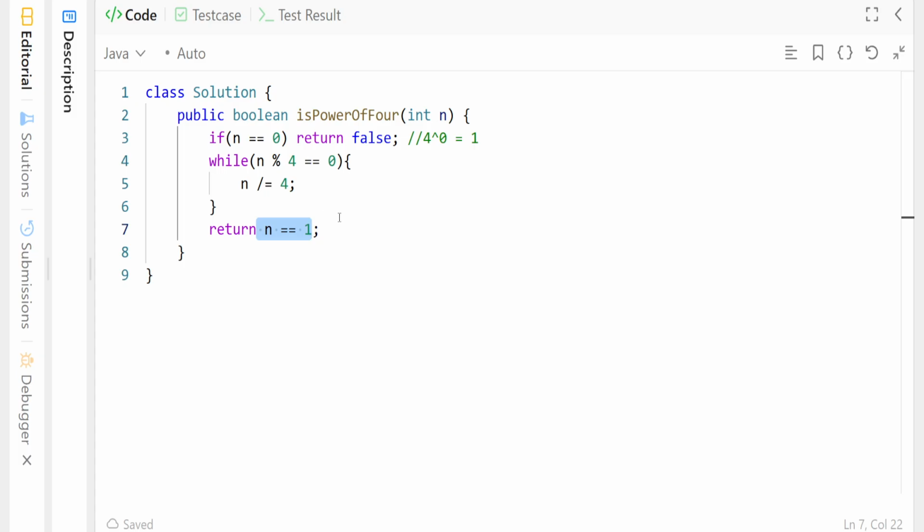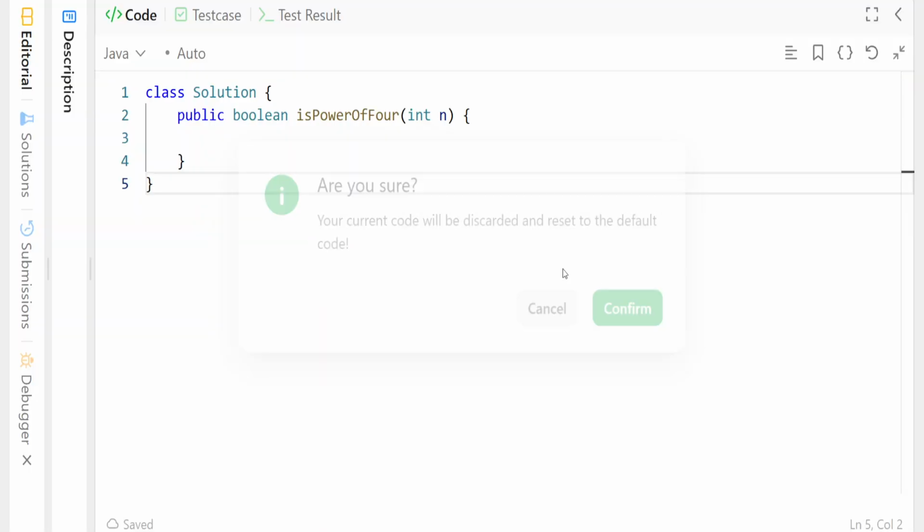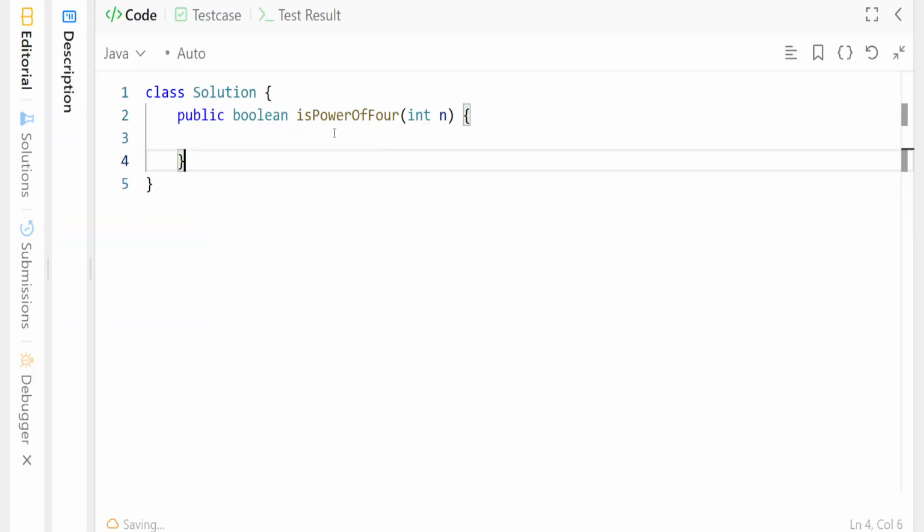Okay, now let's understand how we are going to implement it through the bitwise operator. Let me remove this. You try this code. Now think, if we want to... give me 1 second.